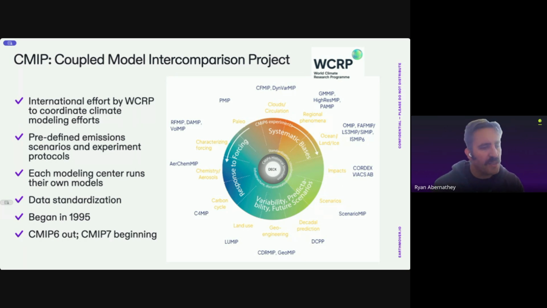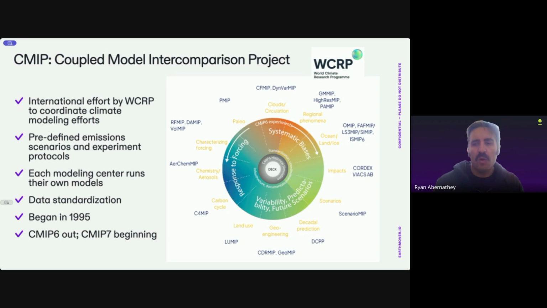And then each of these modeling centers goes back and comes up with the best climate model they can using state-of-the-art science and computer science and technology. They run these projections, and then they submit their data to CMIP. CMIP also helps define the data standardization process that accompanies that data. This began in 1995. We're on our 6th version today, and CMIP7 is starting to spin up.